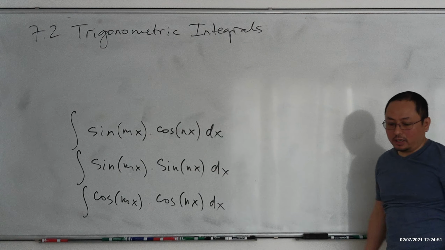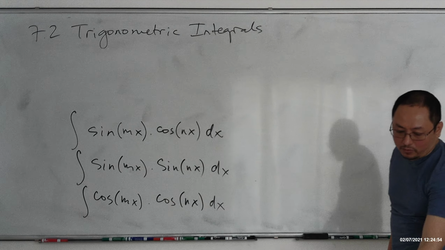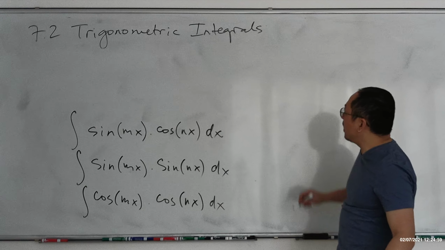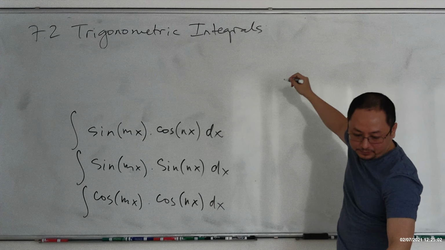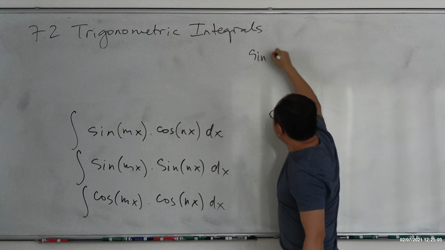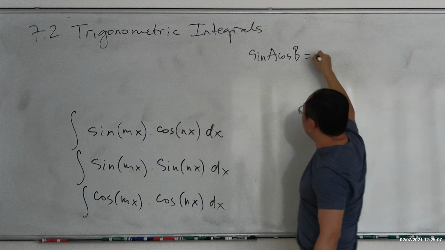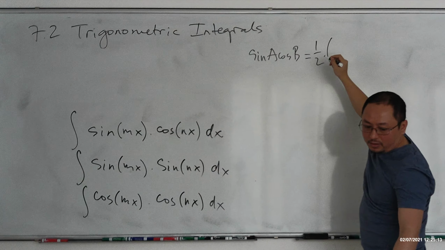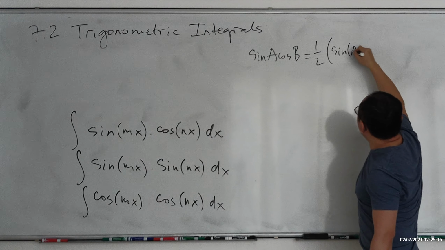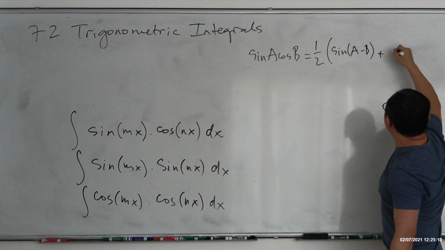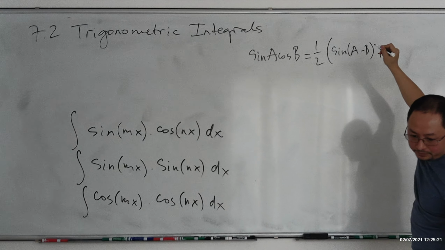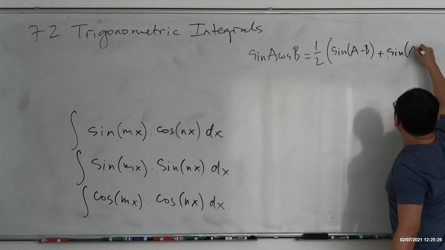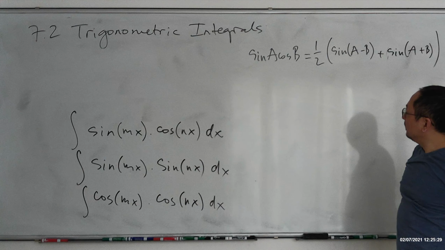Those types of trig integral, you're going to go straight to the trig identity that you learned. Let me just write down the trig identities for this type of problem. Sine A cosine B is equal to 1/2 of sine of A minus B plus sine of A plus B, okay?